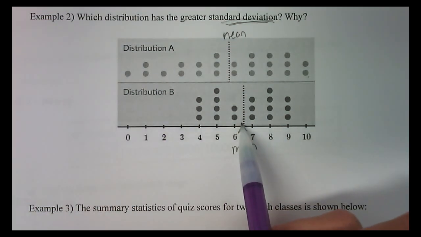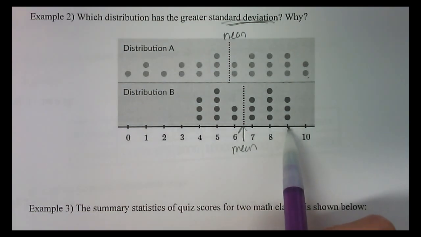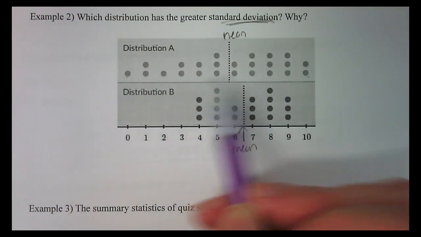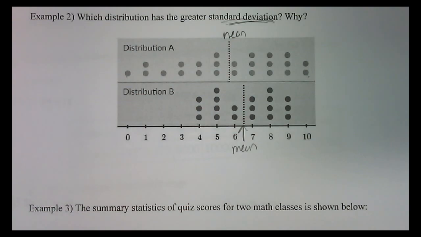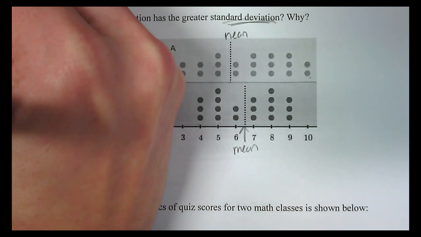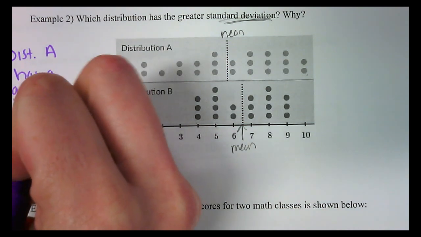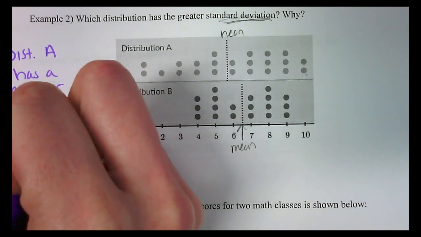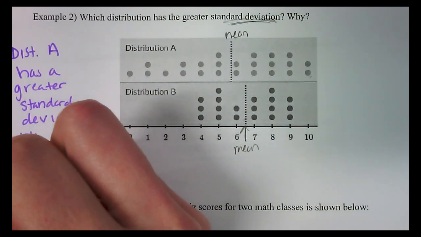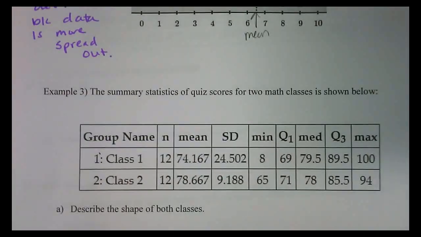Distribution B only goes from about between 6 and 7 to 4 as the lowest and 9 as the highest. But in distribution A, it goes all the way from 0 to 10. So distribution A is a greater standard deviation. Okay, the data is much more spread out.